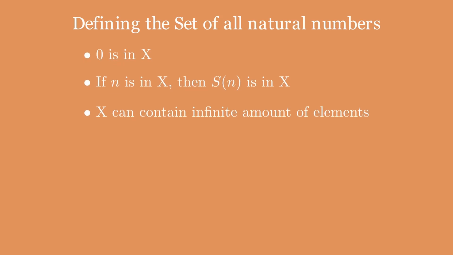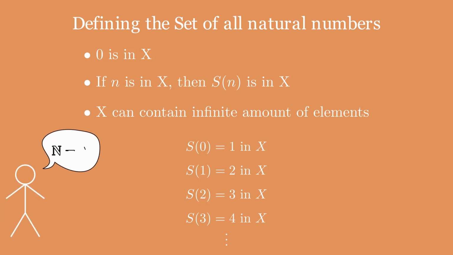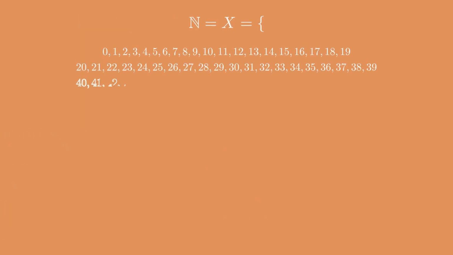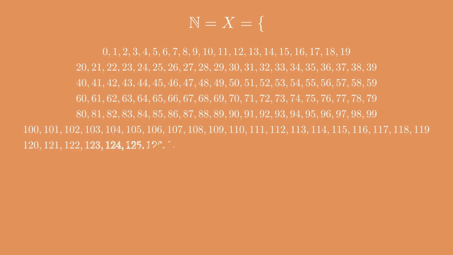From the first 2 statements, we get the following. Since 0 is an X, the successor of it, which is 1, must be in X, but then 2, 3, and 4, and so on, must be in X as well. We also have the third statement, which allows for an infinite set to exist. Hence, we get that X is an infinite set of numbers, which we call the set of all natural numbers. The following is the set for some small portion of natural numbers to visualize.